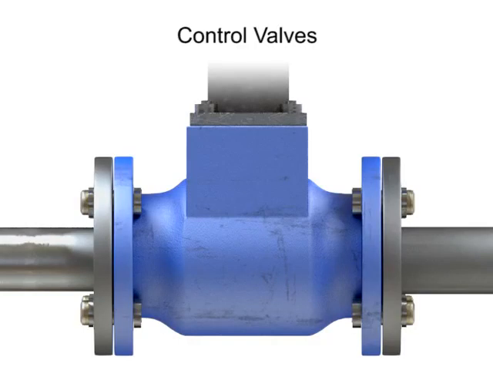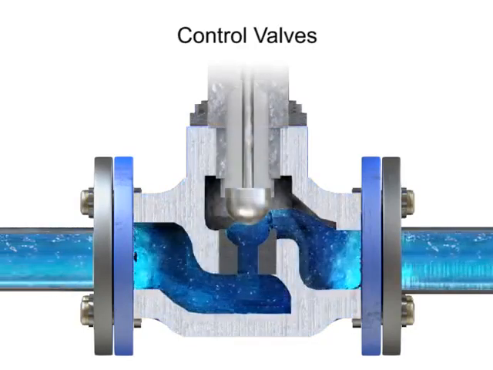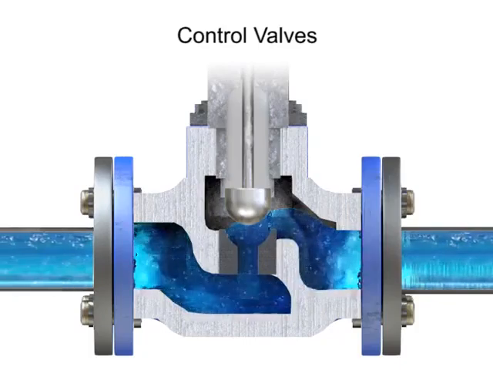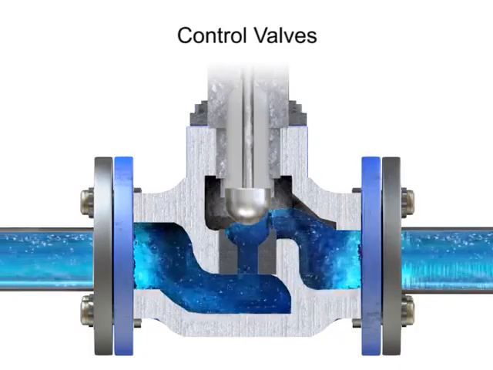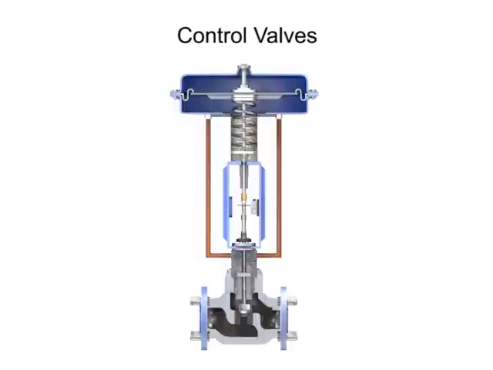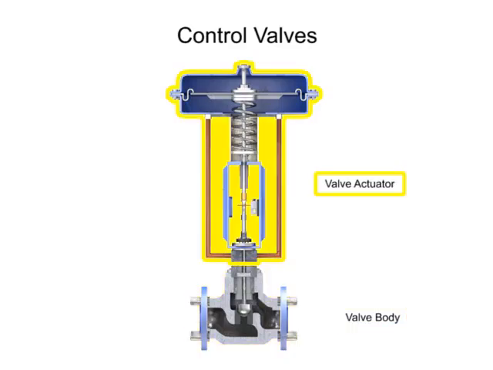Control valve actuators control fluid in a pipe by varying the orifice size through which the fluid flows. Control valves contain two major components, the valve body and the valve actuator.